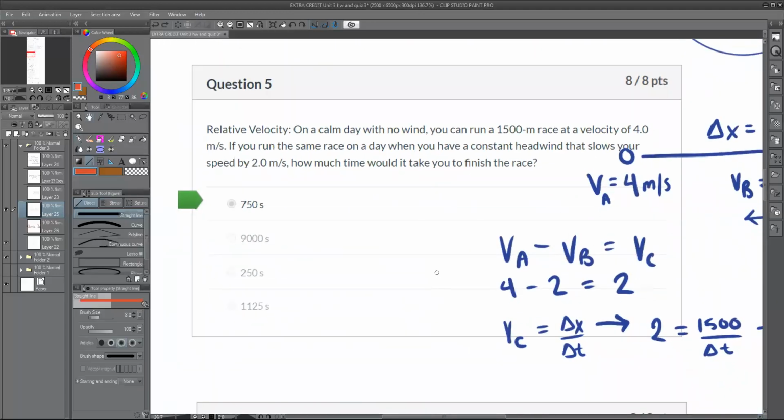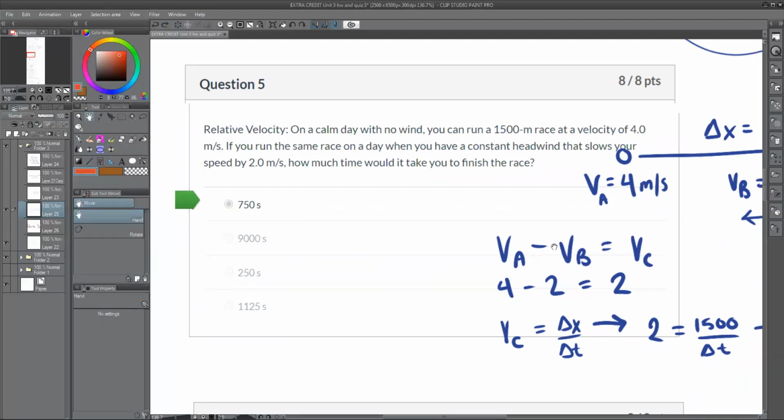Okay. Relative velocity. On a calm day with no wind, you can run a 1,500 meter race at a velocity of 4 meters per second. If you run the same race on a day where you have constant headwind that slows your speed by 2 meters per second, how much time is it going to take for you to finish the race? So this one's pretty easy too.